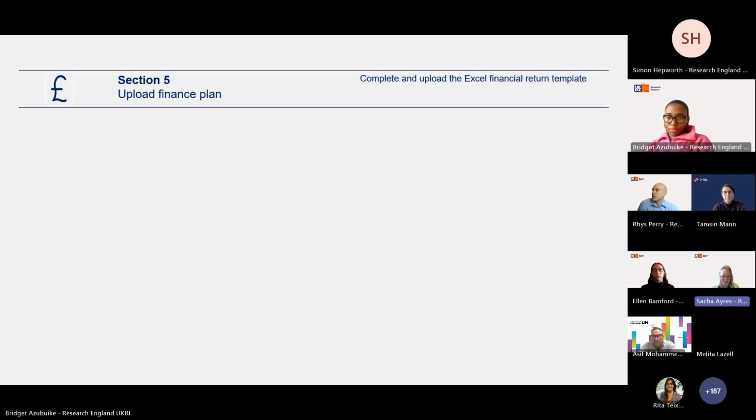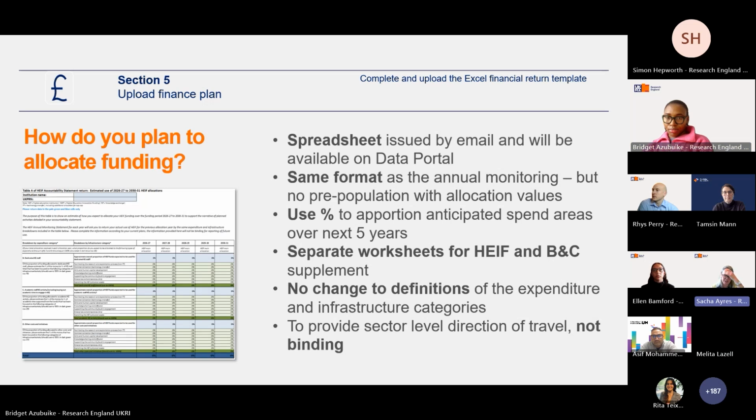Finally, the finance plan. Again, the format of this has not changed, other than it now includes a separate additional worksheet that relates to the business and commercialisation supplement. This template has already been provided to KE contacts by email and will also be available on the RE data portal alongside the online submission. It mirrors the annual monitoring finance reporting structure. All the categories are the same. The only real difference is that it's not pre-populated with any money, as obviously we don't know what future allocations will be.